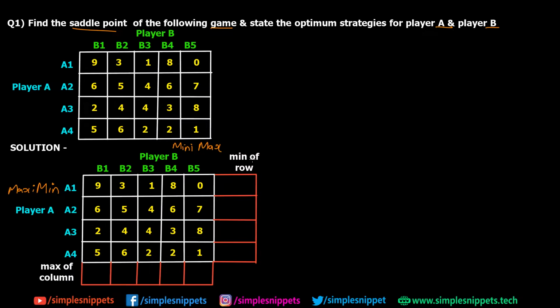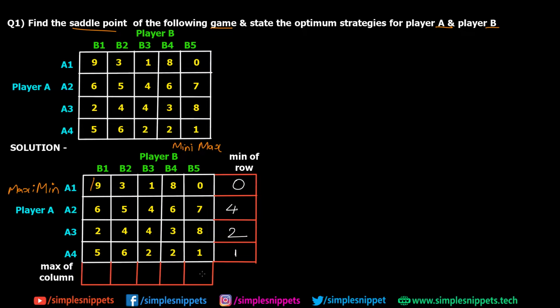So first we have to find out minimum of row and maximum of column. So either of the two will do. Let's find out minimum of row. So in this entire row, you can see the minimum value is 0. So write down 0 over here. Then you compare this entire row. The minimum here is 4. So you write down 4 over here. Comparing this row, the minimum value is 2. And comparing the last row, minimum value is 1.